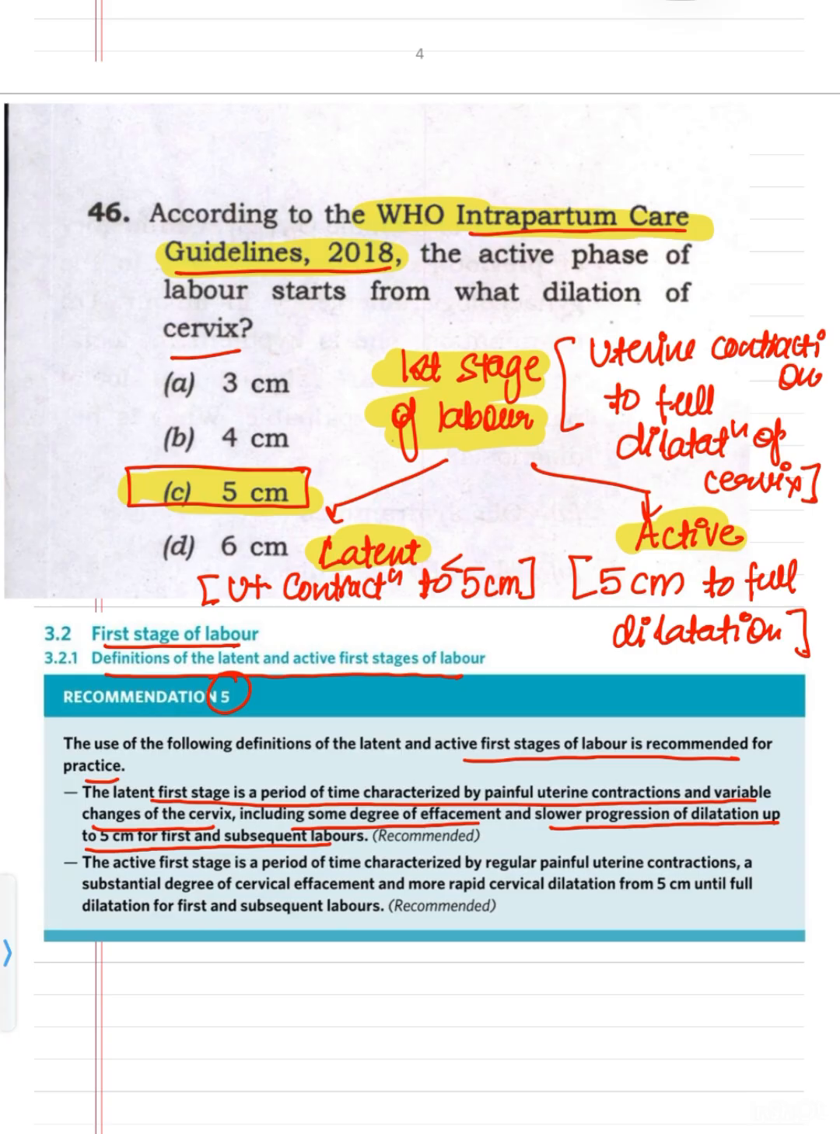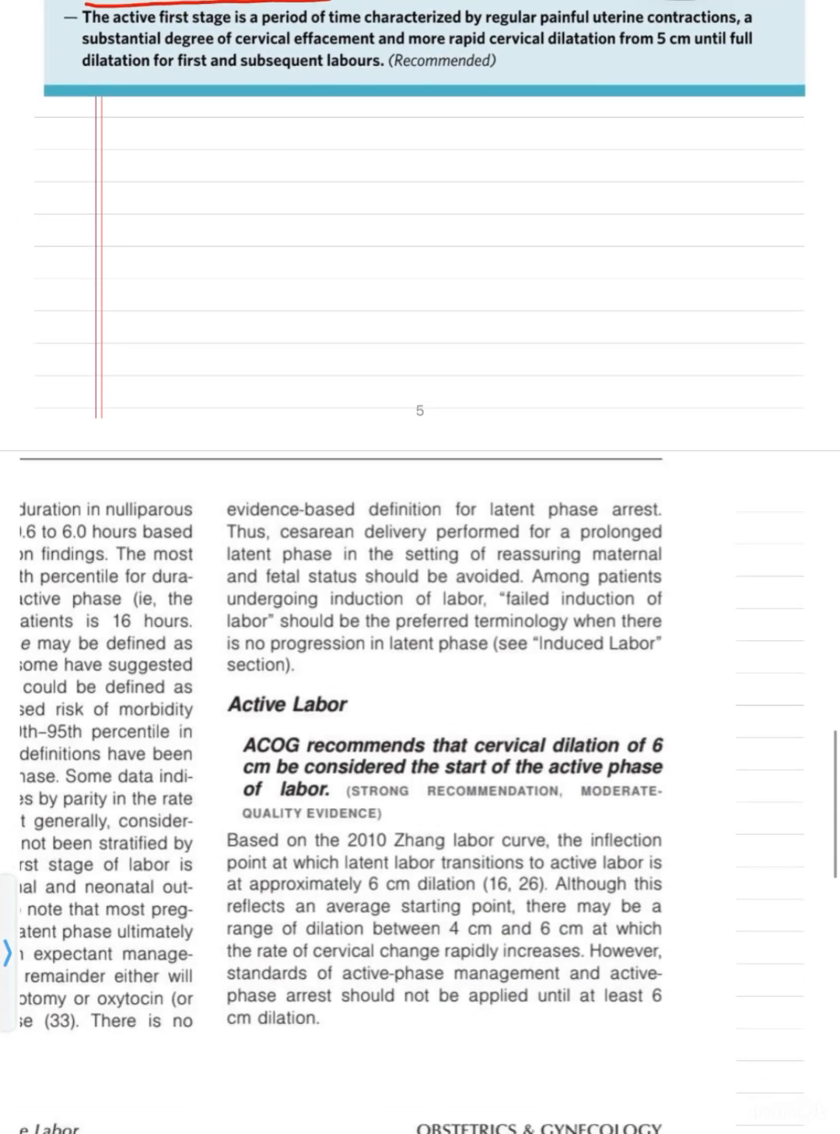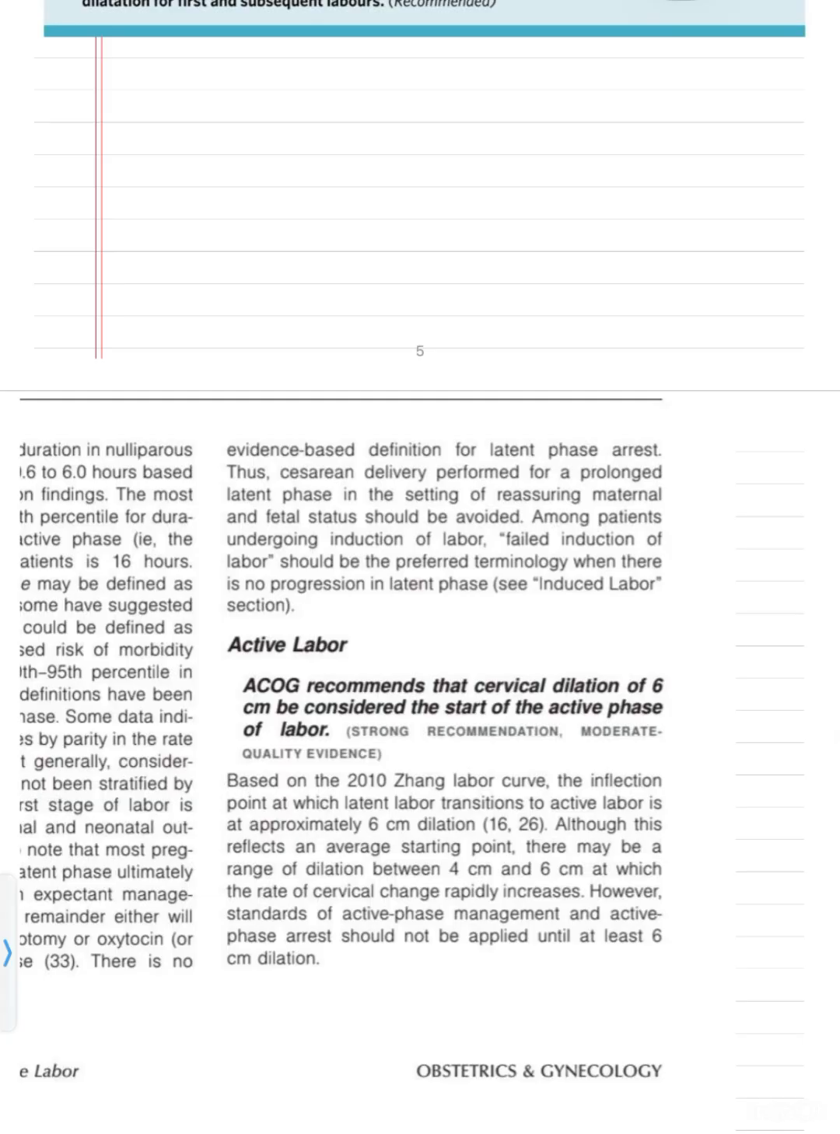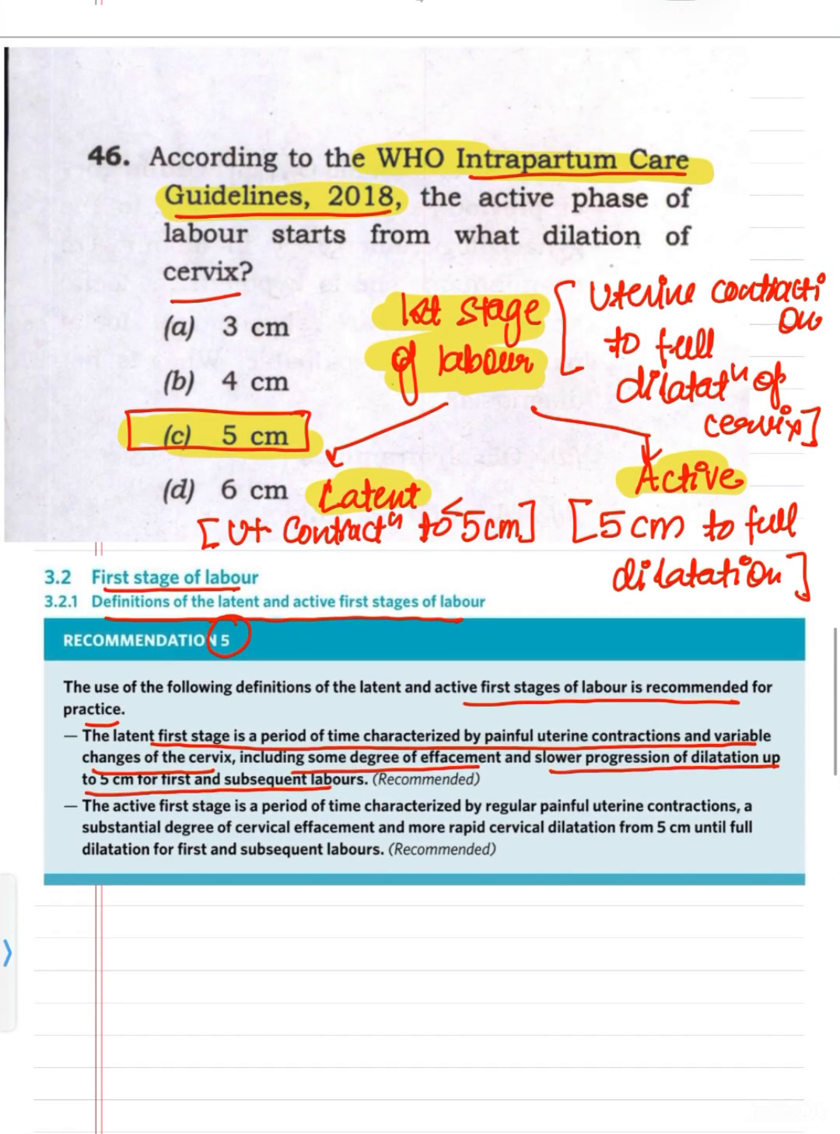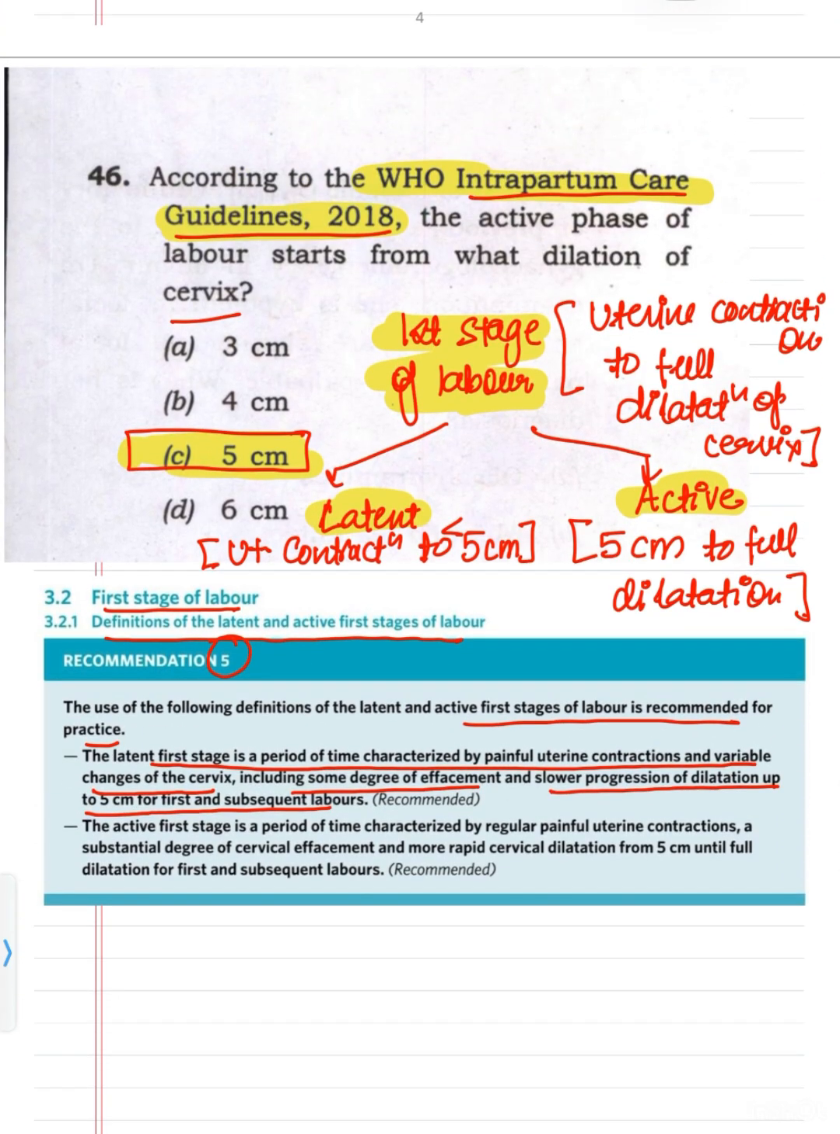Now they can also ask you about the ACOG guidelines. We have taken this from the website of ACOG. ACOG recommends that cervical dilatation of 6 cm be considered the start of the active phase of labor. So as per the ACOG guidelines, the start of the active phase of labor is 6 cm, while for the WHO guidelines it is 5 cm.